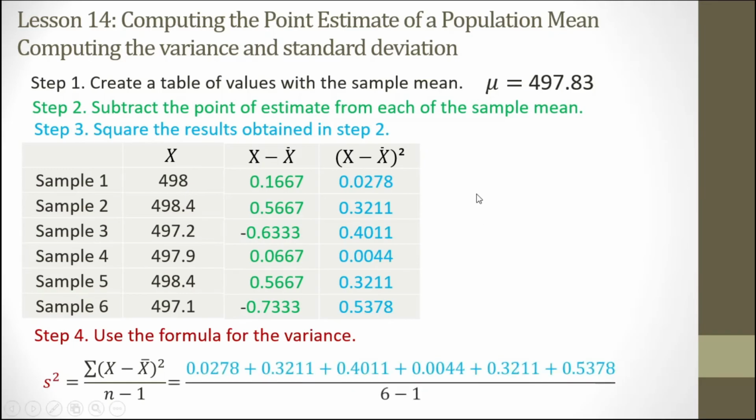Ayan. So, yung nakuha natin dito, sa column na to, i-add lang natin. Then, again, number of samples natin ay 6. So, 6 minus 1 yung nasa denominator. Okay? Ngayon, solve natin. Ang nakuha natin sagot ay very good, 0.3227. Yang 0.3227 na yan ang ating sample variance. Okay? Good.